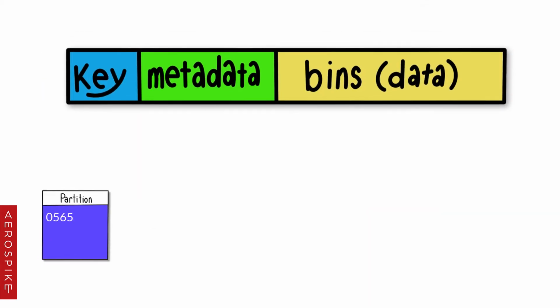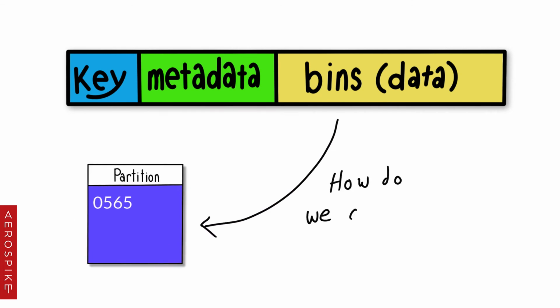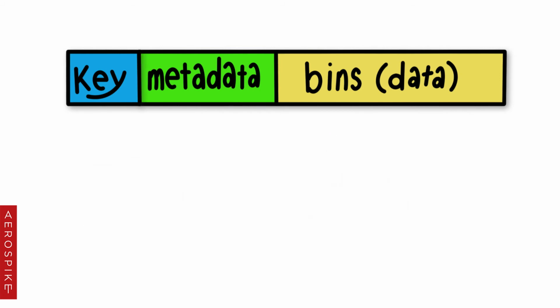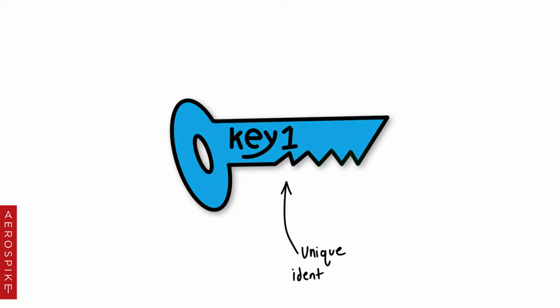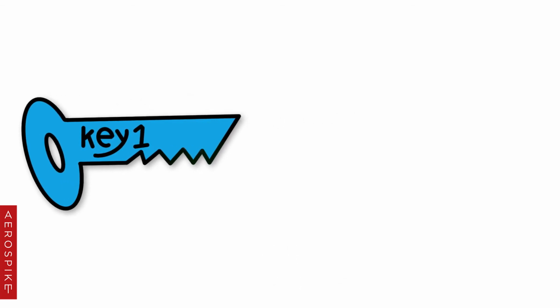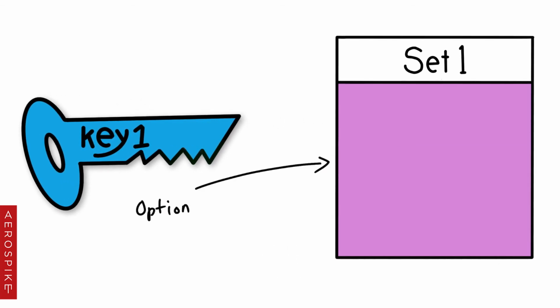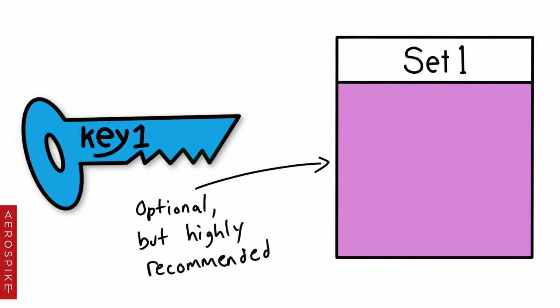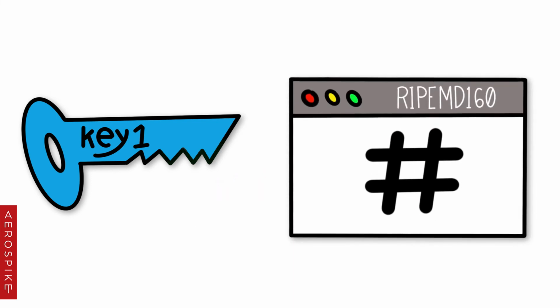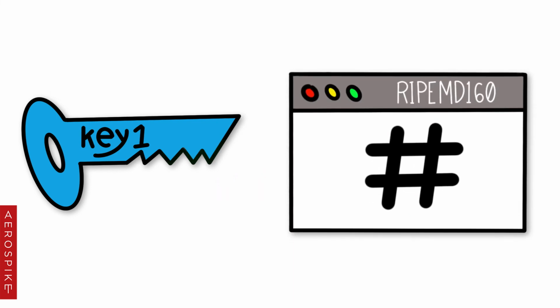Now that we have the namespace divided, how do we know which partition the record is written to or read from? When creating a record, we define a primary key as the unique identifier for that record. This key is the first step in mapping to the correct partition. If the record is stored in a set, a logical grouping of records, then the set name and the key are hashed using the RIPE-MD160 cryptographic hashing algorithm.